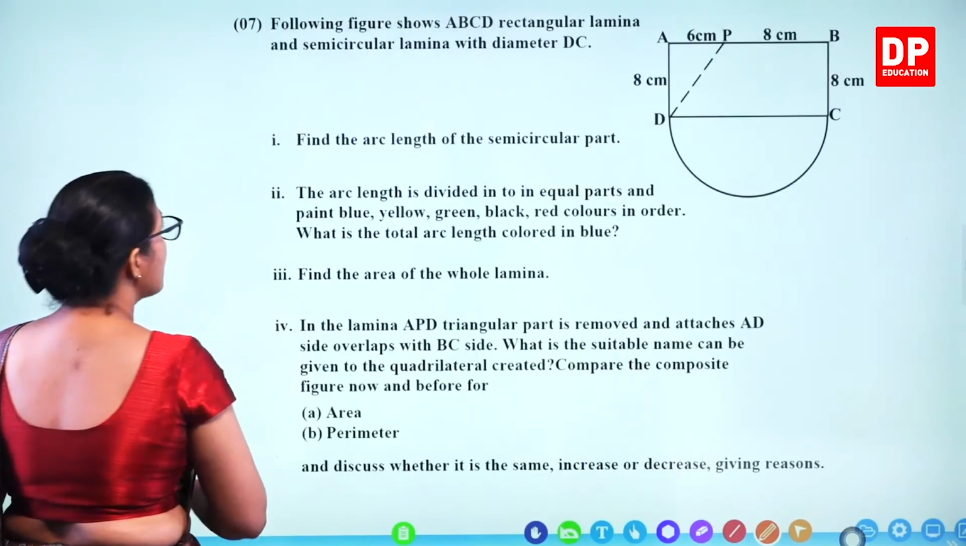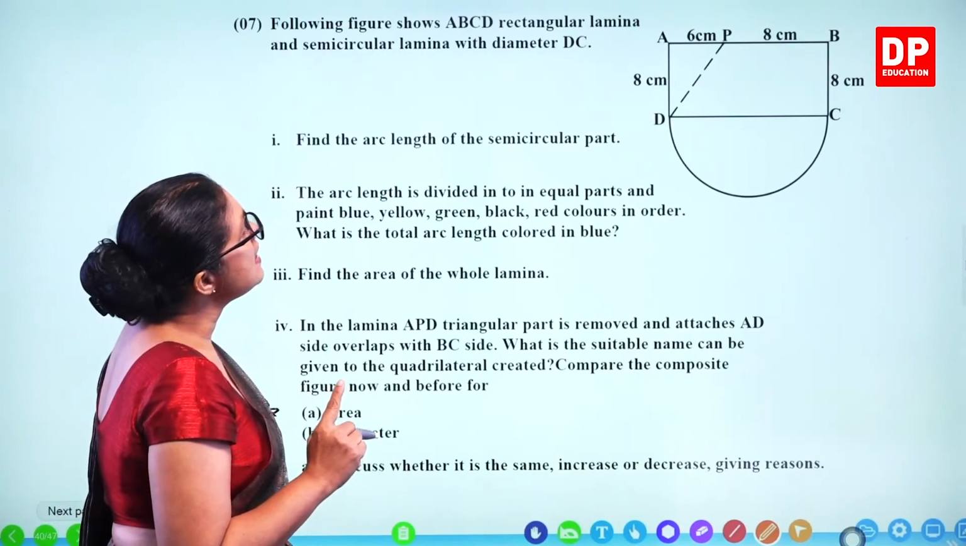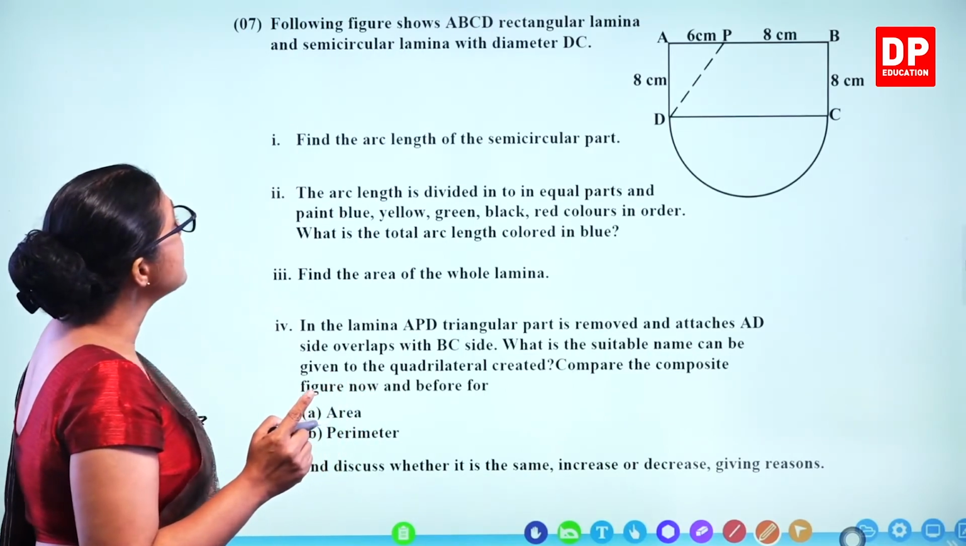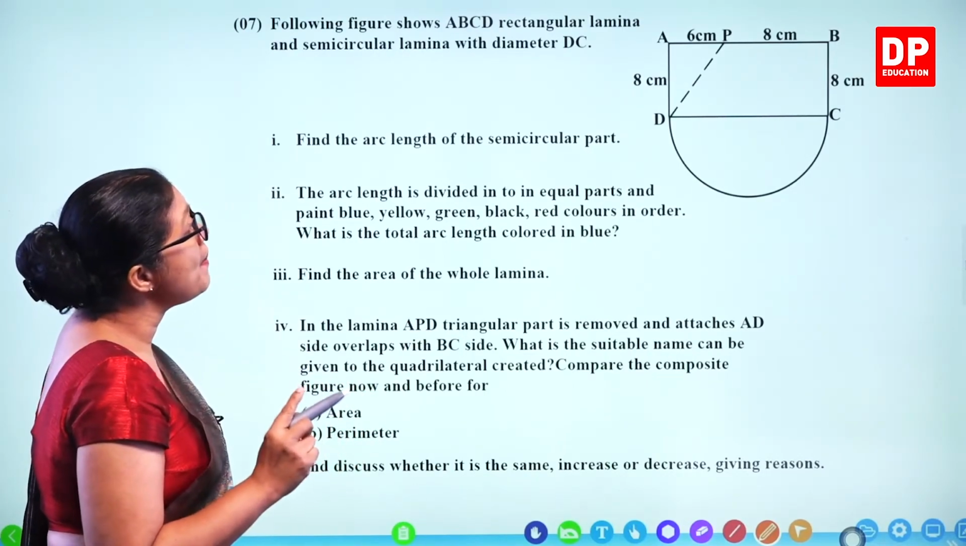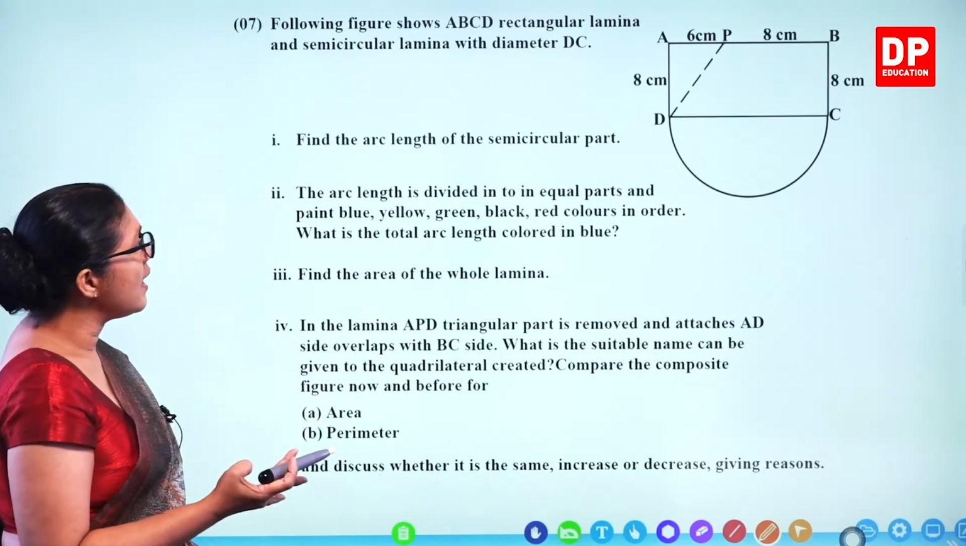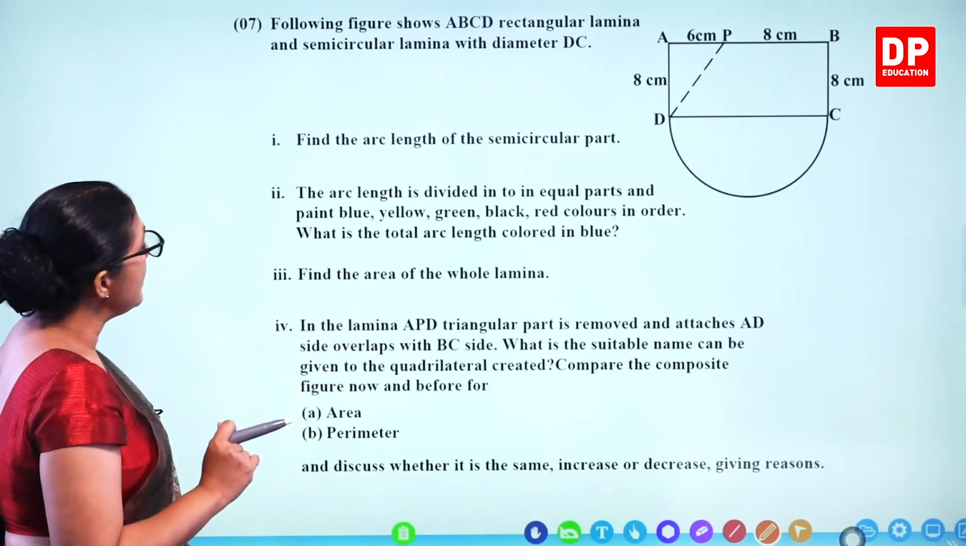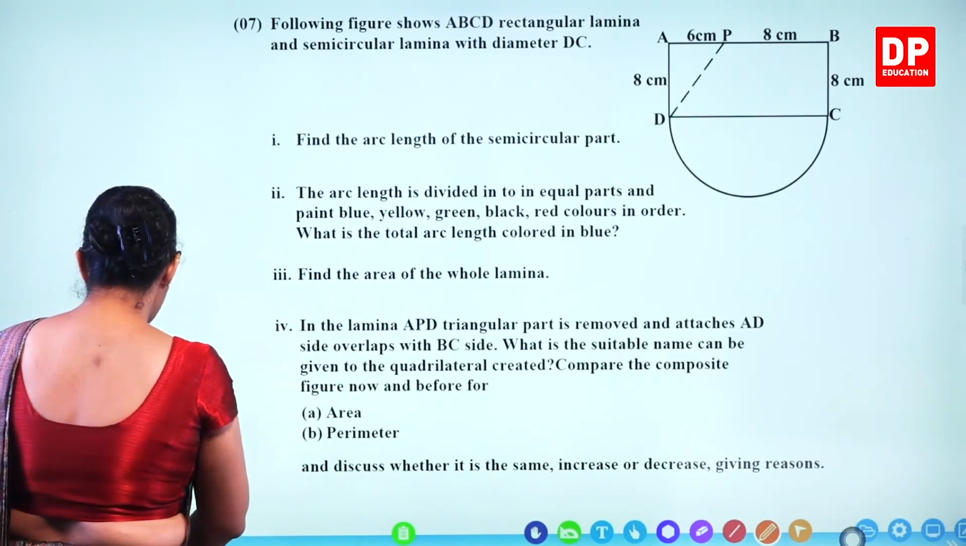Now we'll take the next one. Following figure shows ABCD rectangular lamina and semicircular lamina with diameter DC. So you are asked to find out the arc length, area, all these. So we'll do separately. So you get 4 parts for that.